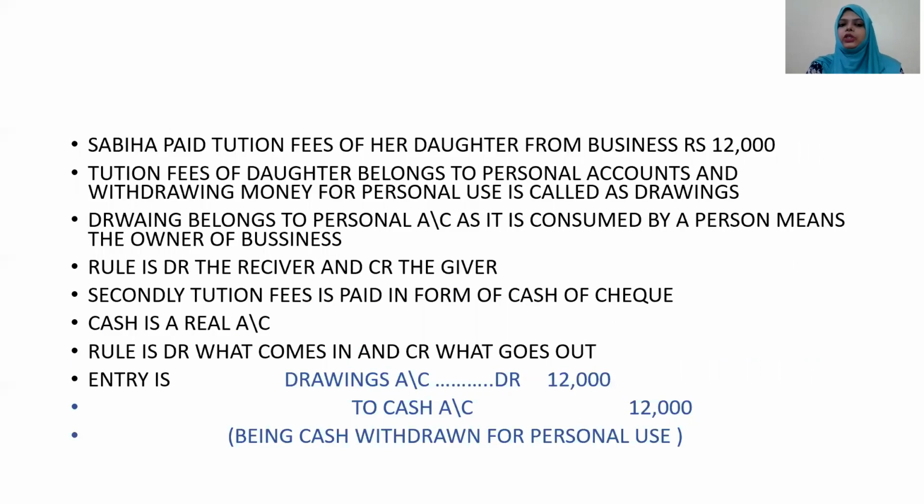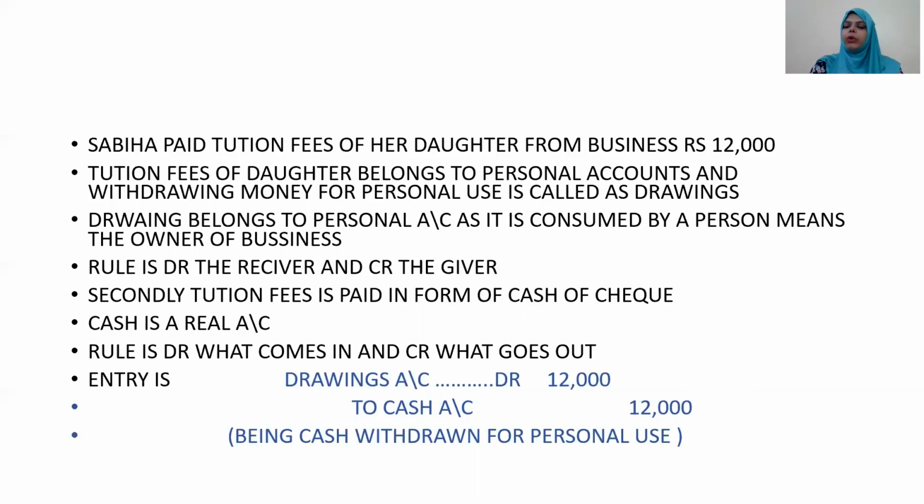That is, Sabiha paid tuition fees of her daughter from business, rupees 12,000. Now, paying tuition fees of her daughter belongs to personal account because it is not related to the business. We learned in the business entity concept, among the concepts and conventions of accounting, that a business and the proprietor are two separate legal entities. Two separate legal entities means the owner of the business should have their own personal account and the business should have its own account. They should not be related to each other.